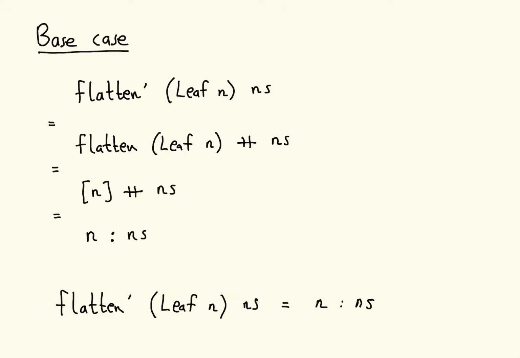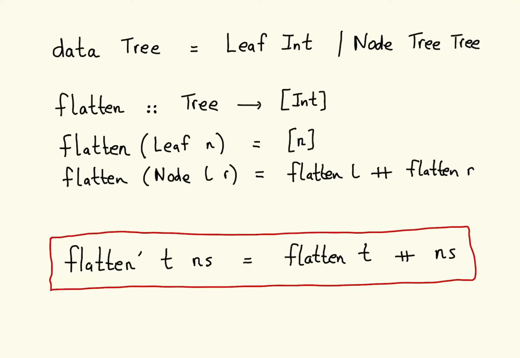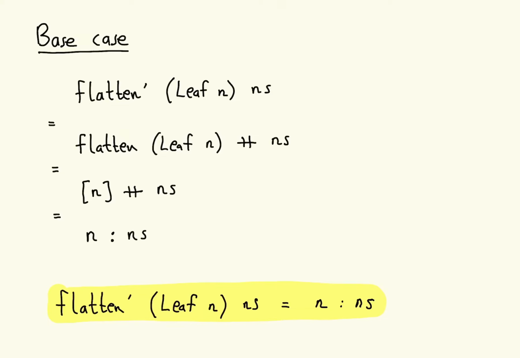So in this case, if we flatten this leaf, we're just going to get the single number n, and then we're appending the list ns on the end, so we just join it on using the cons operator. So it's an entirely straightforward definition. It's exactly the one which we would expect. But again, the interesting thing is we didn't need to be clever and actually write this definition for ourselves. It arose systematically just by trying to solve this equational property for flatten prime in the base case. And this gives us the definition in the base case, essentially for free.